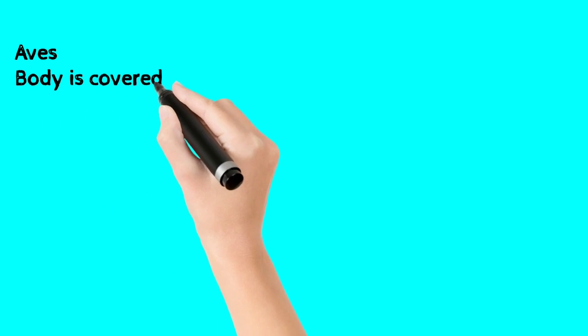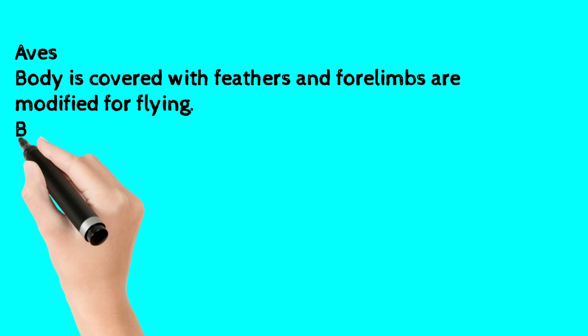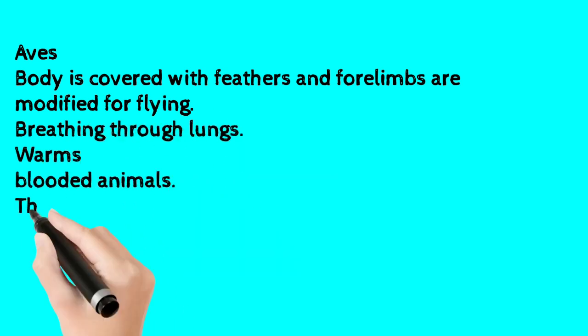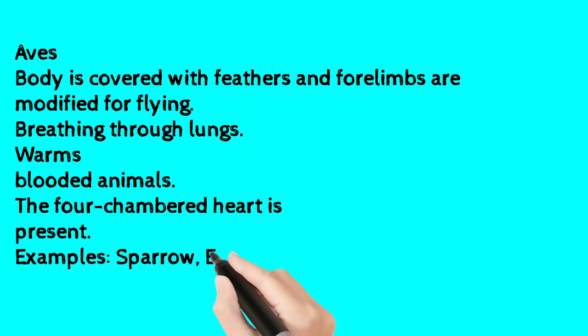Aves. Body is covered with feathers and forelimbs are modified for flying. Breathing through lungs. Warm-blooded animals. The four-chambered heart is present. Examples: sparrow, eagle, crow, parrot.